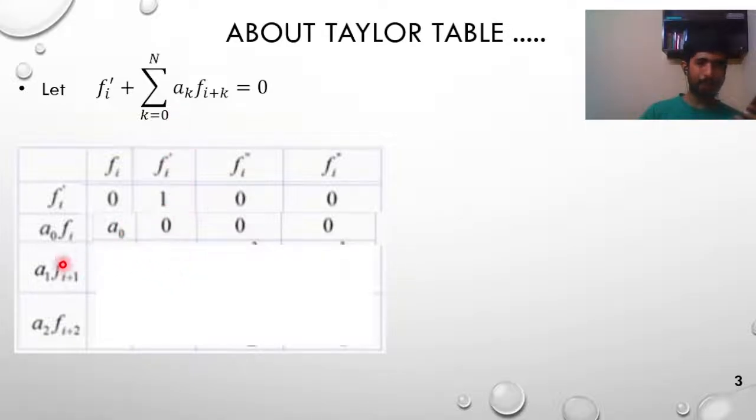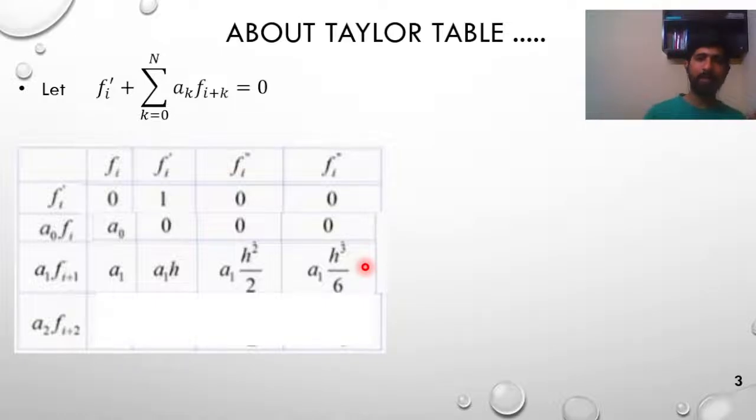So from this point onwards we will use Taylor series, because we do not have fi plus 1 in these columns. So you are forced to use Taylor series here. What you can write? You can write a1 fi plus 1 as a1... just ignore a1. If a1 was not there, how would you write fi plus 1? You would write it as fi plus h into fi dash plus h square by 2 into fi double dash, right? That is the Taylor series. I hope you understand this. We are just multiplying by a1 on all the sides. So that is the main thing here.